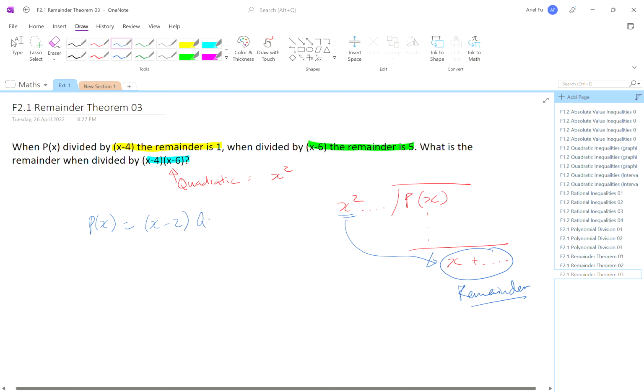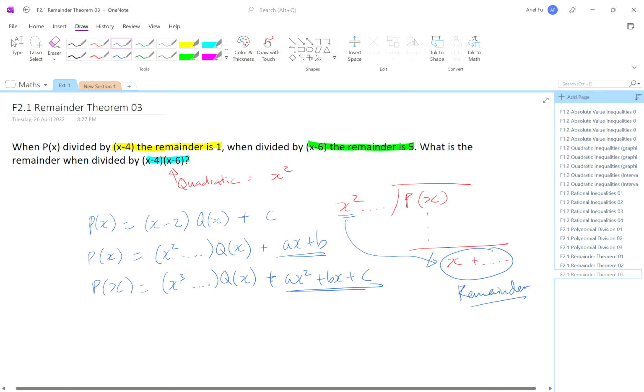So in other words, if I have any sort of polynomial divided by x minus 2, a linear, I might end up with a remainder as a number. Now, if I divide a polynomial by some sort of x squared, the remainder could be ax plus b. What that means is I might end up with an entire linear function as the remainder. If I have a polynomial divided by an x cubed expression, the remainder might be ax squared plus bx plus c. The remainder might be a quadratic expression.